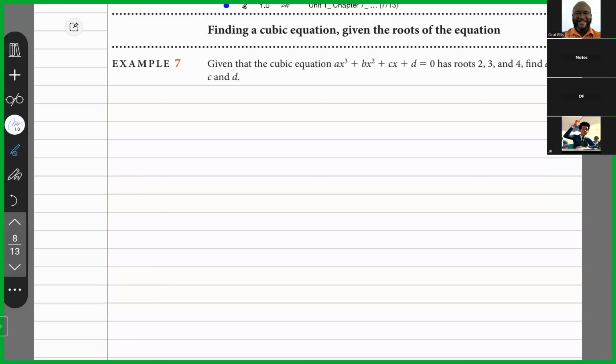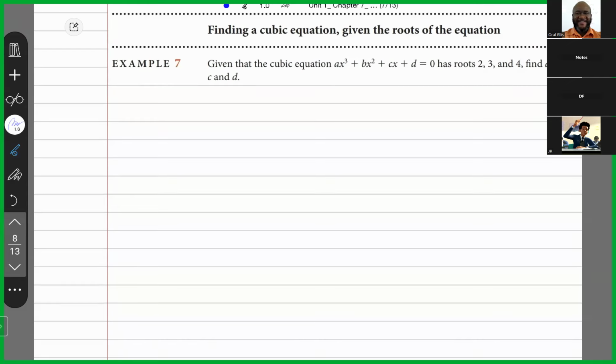All right, example 7. So right now we're looking at finding a cubic equation, given the roots of the equation. Example 7 says, given the cubic equation ax cubed plus bx squared plus cx plus d is equal to 0, that this cubic equation has the roots 2, 3, and 4. We're asked to find a, b, c, and d.